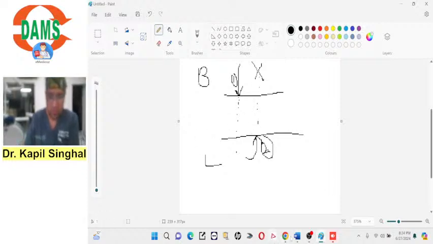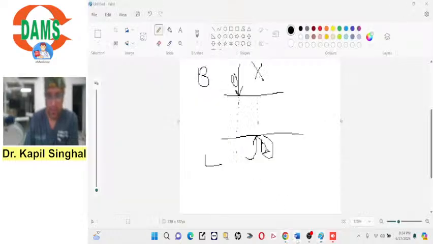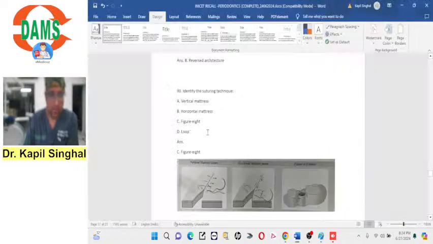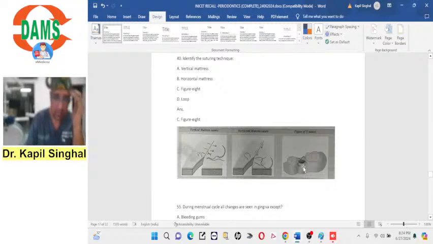So they have asked about figure of 8. So this is how the picture should look. What they have given here, the picture of figure of 8, is wrong. This is not a figure of 8. This is a crisscross suture, a type of horizontal mattress suture. So please remember this picture is wrong. I have deliberately put this picture to make sure you understand. This is not figure of 8 because it does not look like an 8. This is a crisscross horizontal mattress suture. The figure of 8 looks something like what I have drawn.